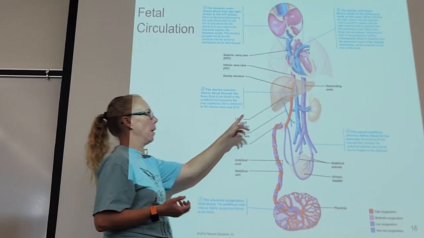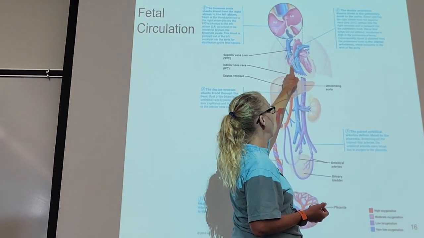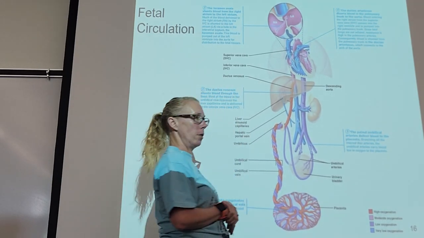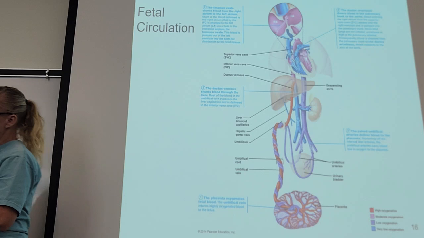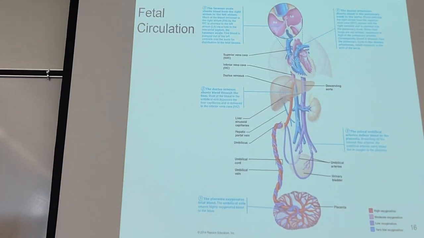So blood bypasses the liver and goes straight into the inferior vena cava, headed towards the right atrium, via this shunt called the ductus venosus. That blood does not need to get filtered by the liver. It's pure, coming from the placenta.